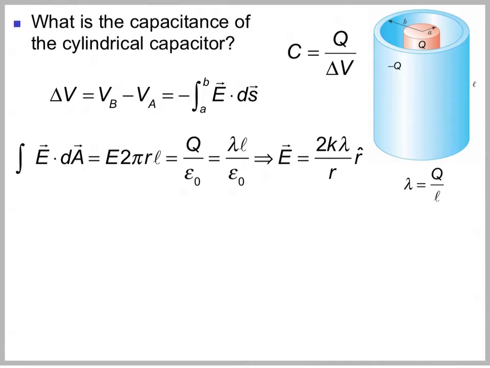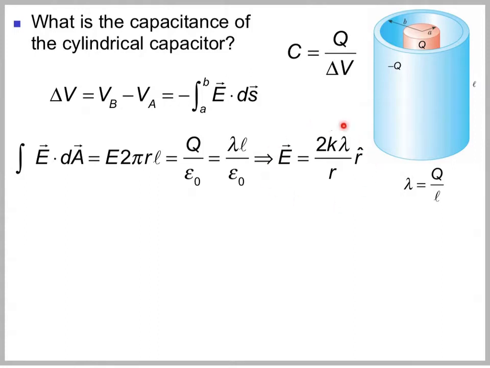I could calculate the electric field using Gauss's law. The integral of E dot dA we said is E times 2 pi RL. We've done this problem. That's equal to the charge over epsilon naught, which is lambda L over epsilon naught. So the electric field in the region between the two conductors is 2k lambda over R, and it's radially outward.